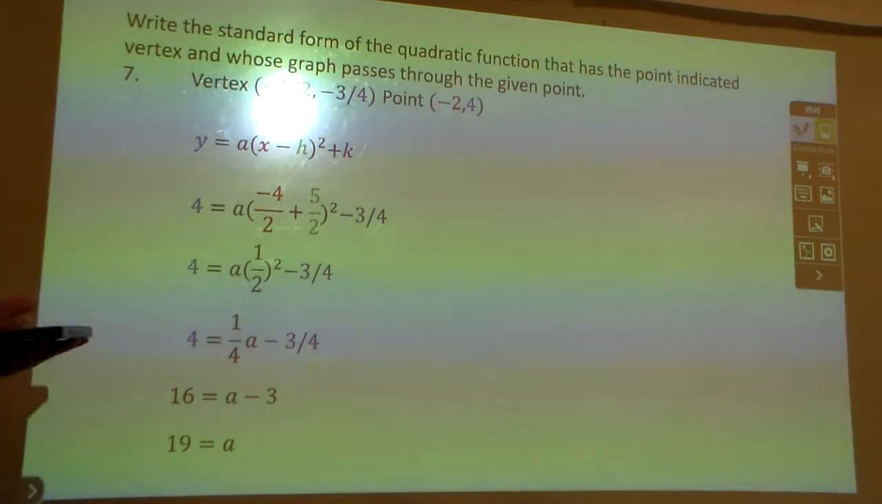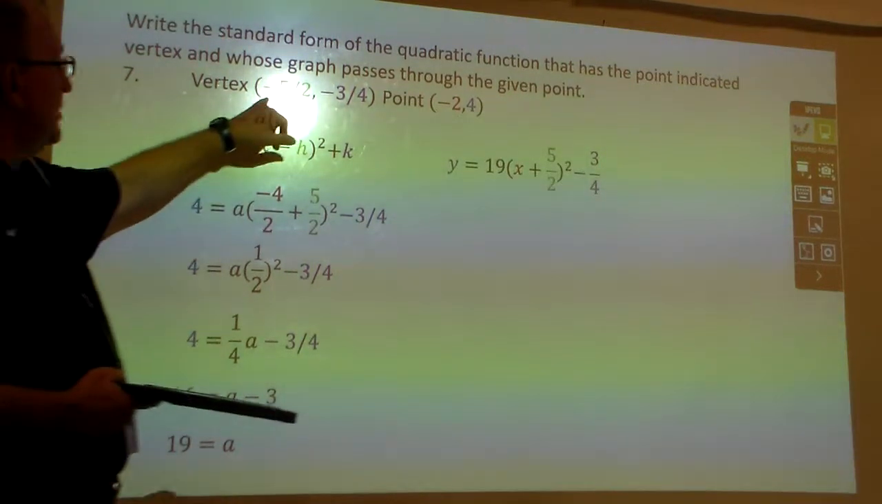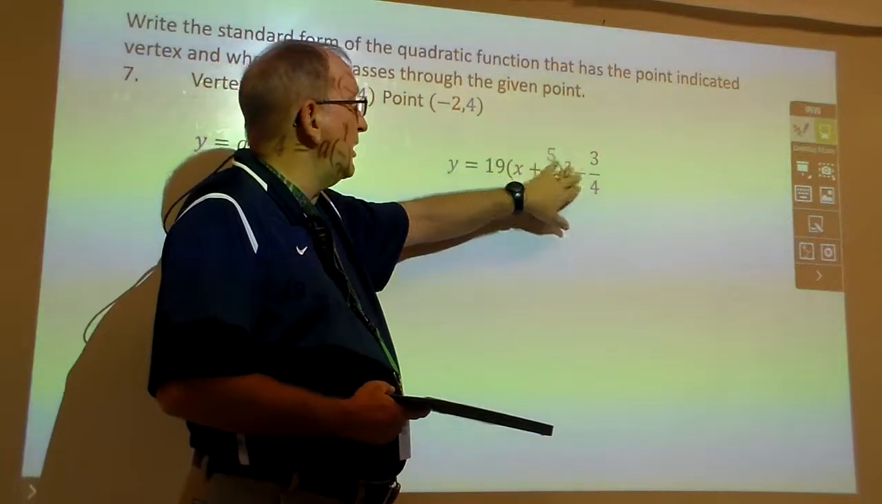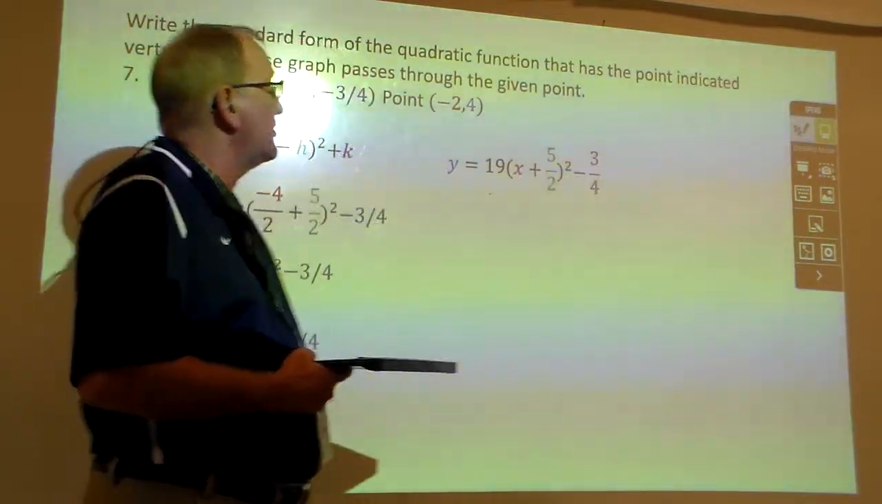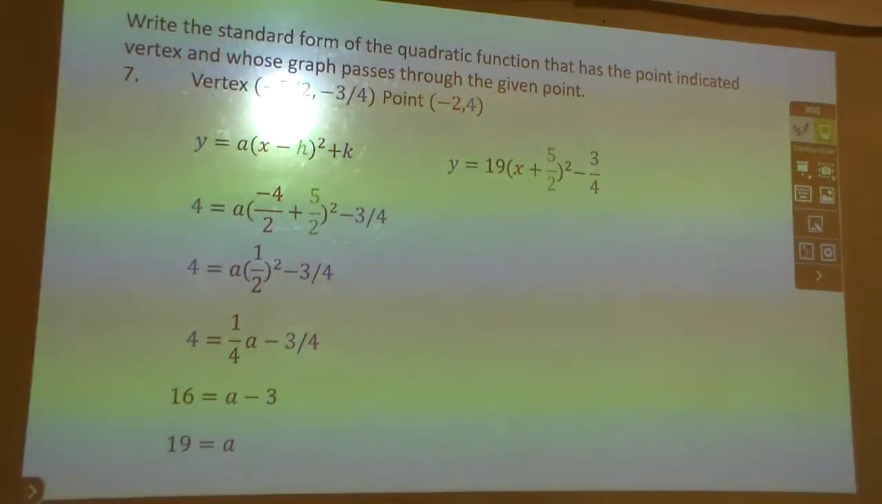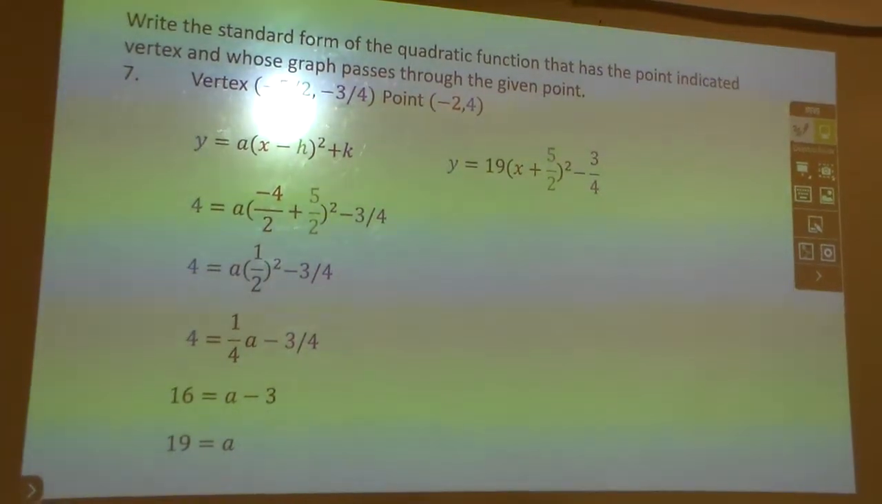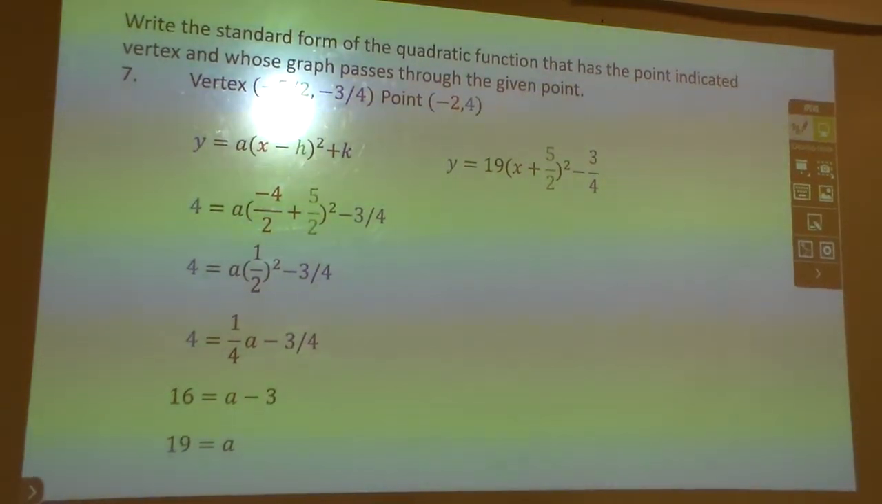So to write the answer, Y will equal, what's A? 19. 19. And remember, it's inside liar, so it's not negative, but +5/2. That's squared minus my 3/4. That would be the answer right there to that one. Okay? Now, you could check it by going to your Y equals, and you'd see that the point -2, 4 would be on there.